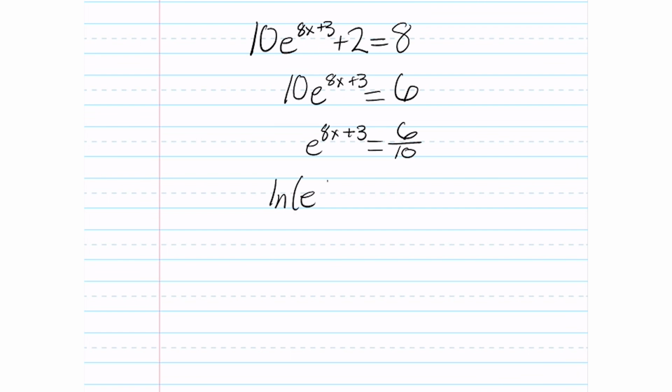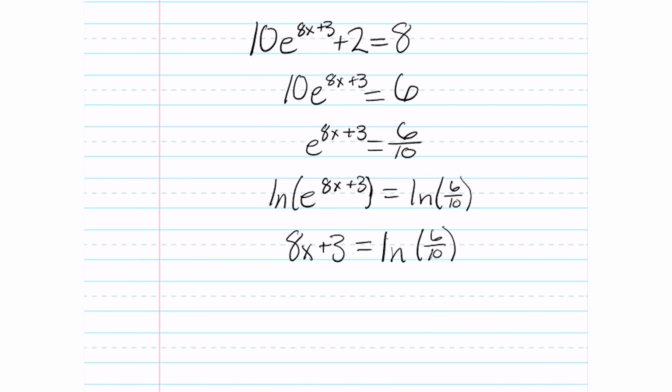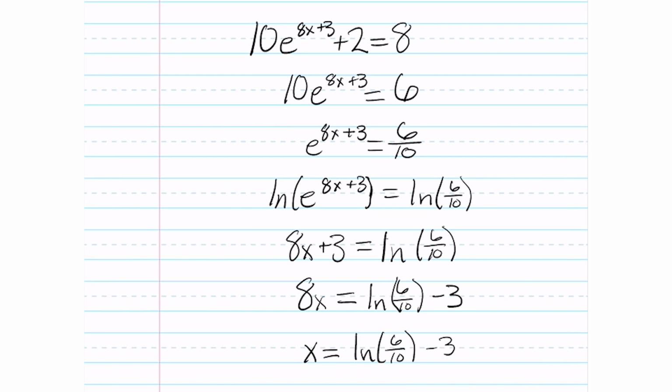Then we'll use our ln trick to help us get rid of the e, which will give us ln of e to the 8x plus 3 equals ln of 6 over 10. And so we can simplify to get rid of our e, which will leave us with 8x plus 3 equals ln of 6 over 10. Now we can subtract 3 from both sides. And then we can divide by 8 on both sides to isolate our x, which will give us a final answer of ln of 6 over 10 minus 3, divided by 8.